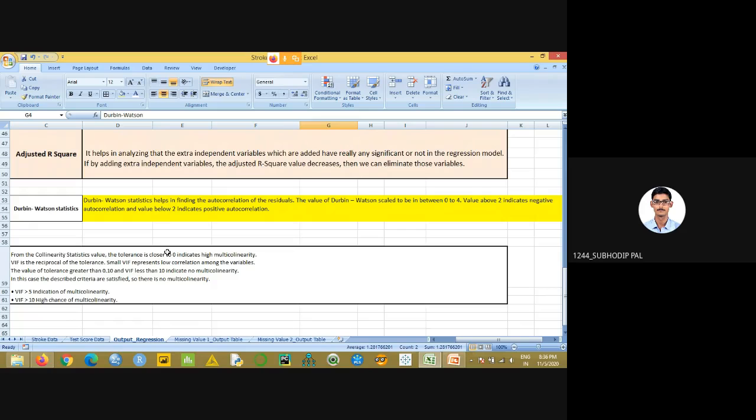Autocorrelation refers to the degree of correlation between the values of the same variables across different observations in the data.